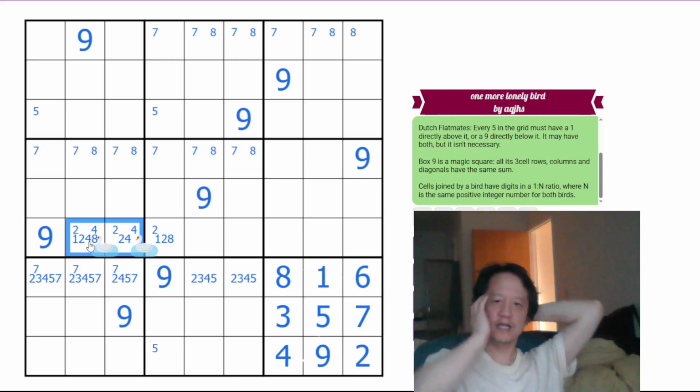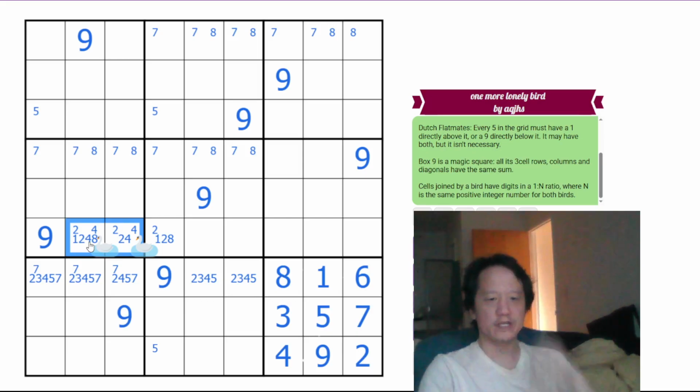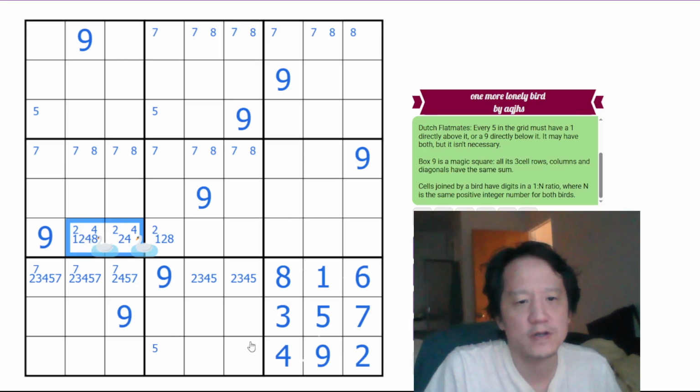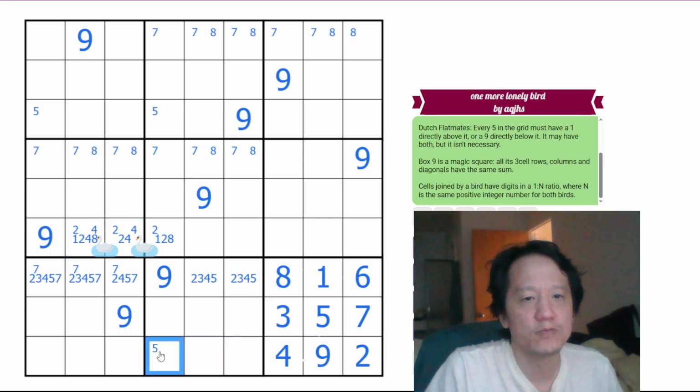Fives need a 9 direct. Okay, where is the 5? We know, where can the 5 be in row?